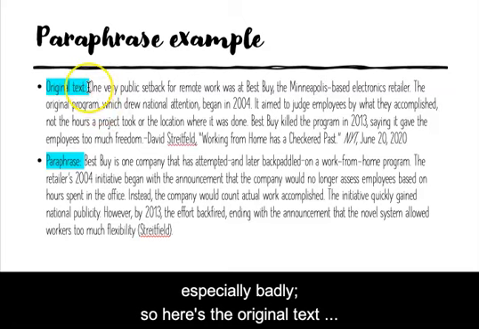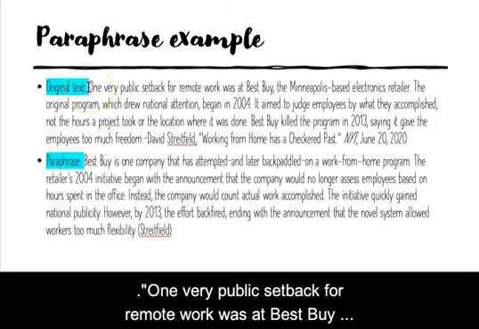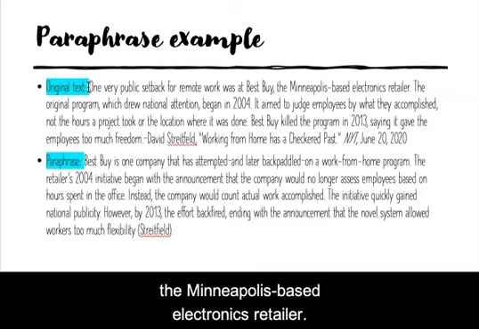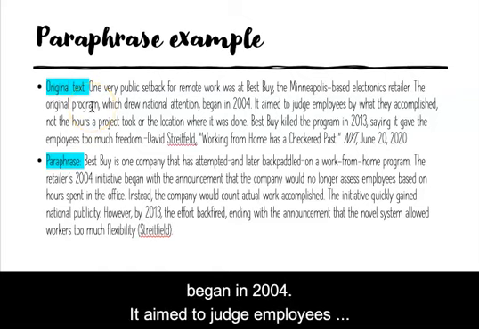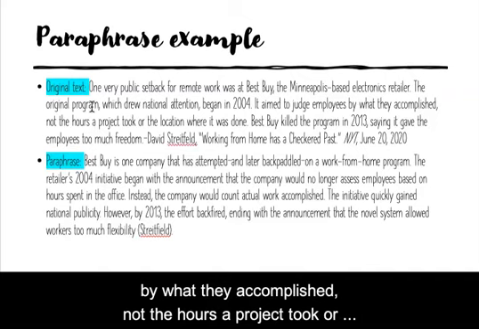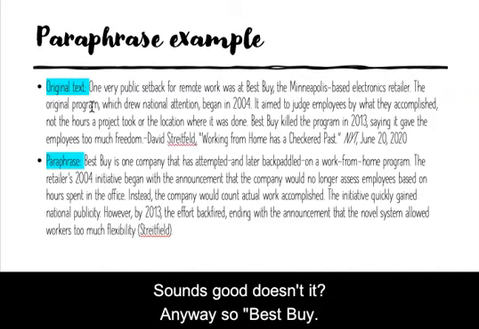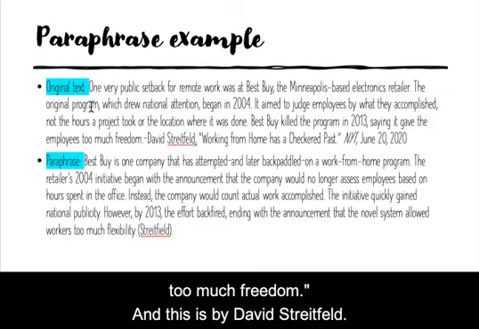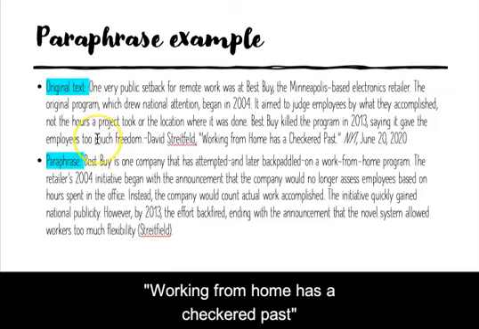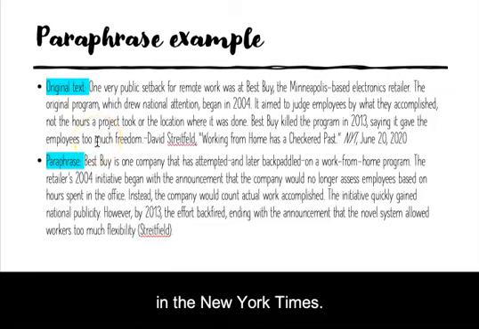So here's the original text. One very public setback for remote work was at Best Buy, the Minneapolis-based electronics retailer. The original program, which drew national attention, began in 2004. It aimed to judge employees by what they accomplished, not the hours a project took or the location where it was done. Sounds good, doesn't it? Anyway, so Best Buy killed the program in 2013, saying it gave the employees too much freedom. And this is by David Straightfield. Working from home has a checkered past in the New York Times.